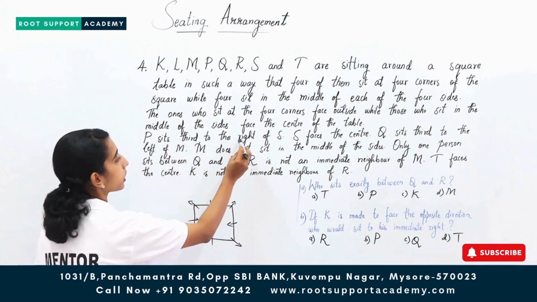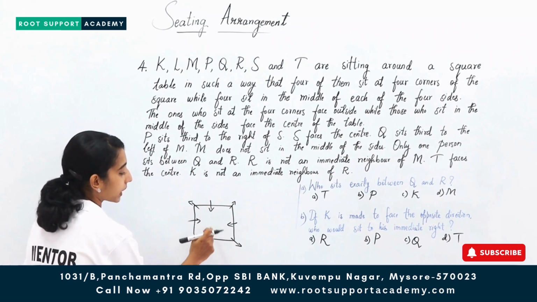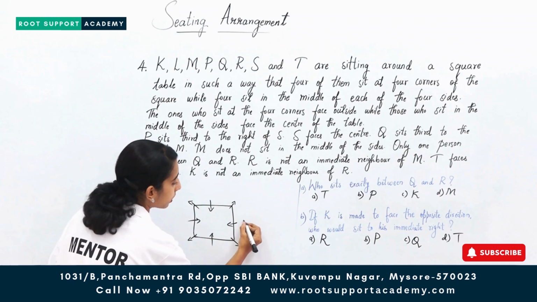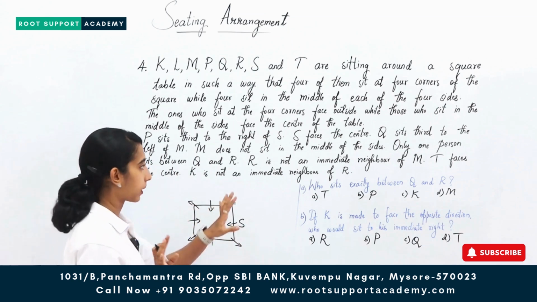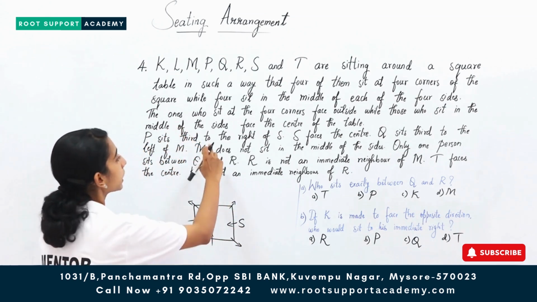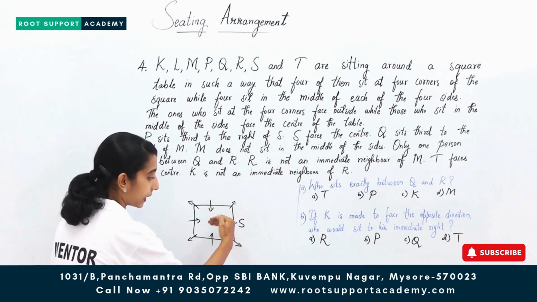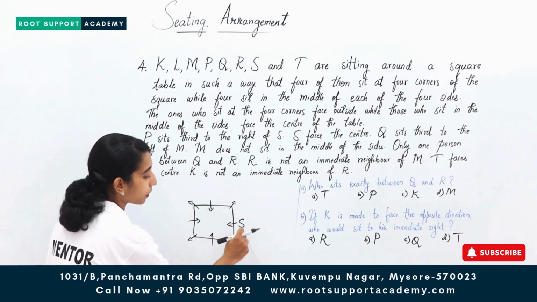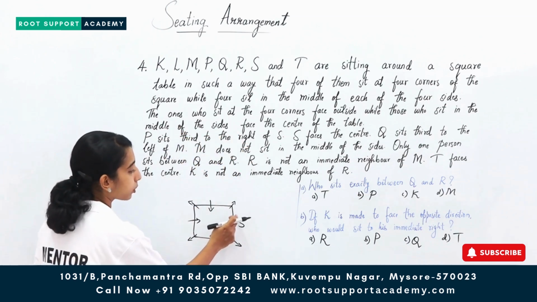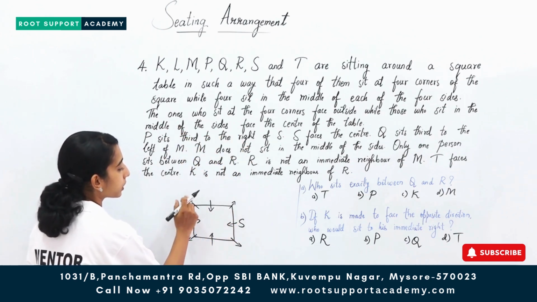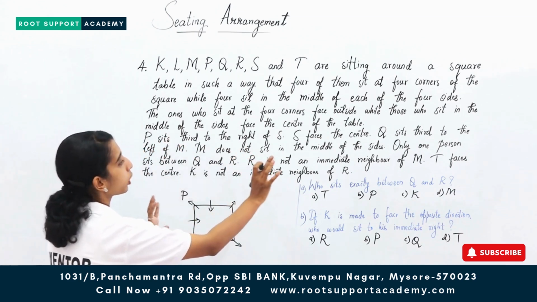P sits third to the right of S. S faces the center. In these four, all are facing the center. So S is facing the center, so we can write S anywhere. Next, P sits third to the right of S. Now if S is facing this side, this will be the right and this will be the left. Third to the right of S, 1, 2, 3. This will be third to the right of S. So P and S we got it.